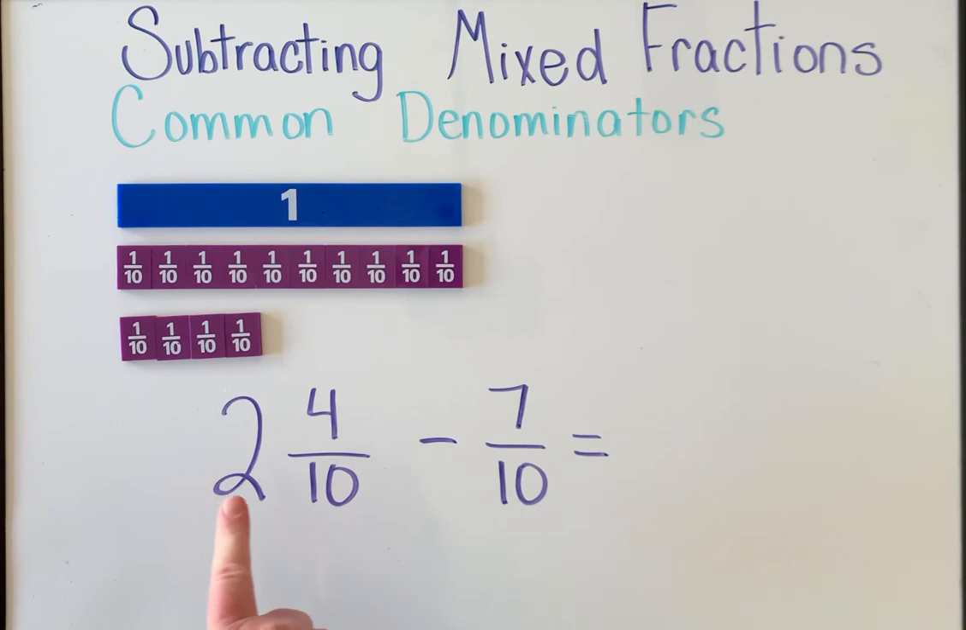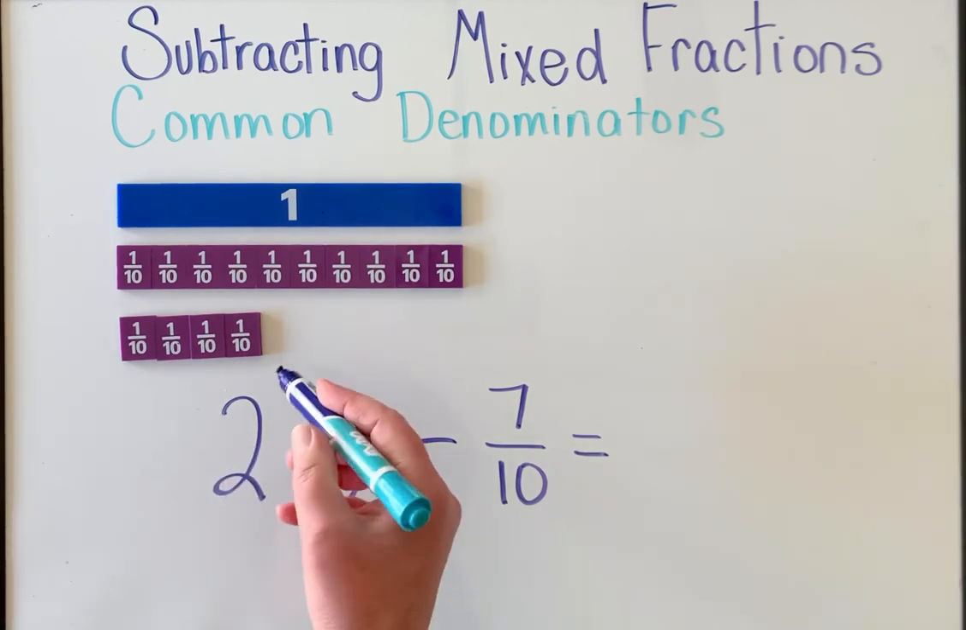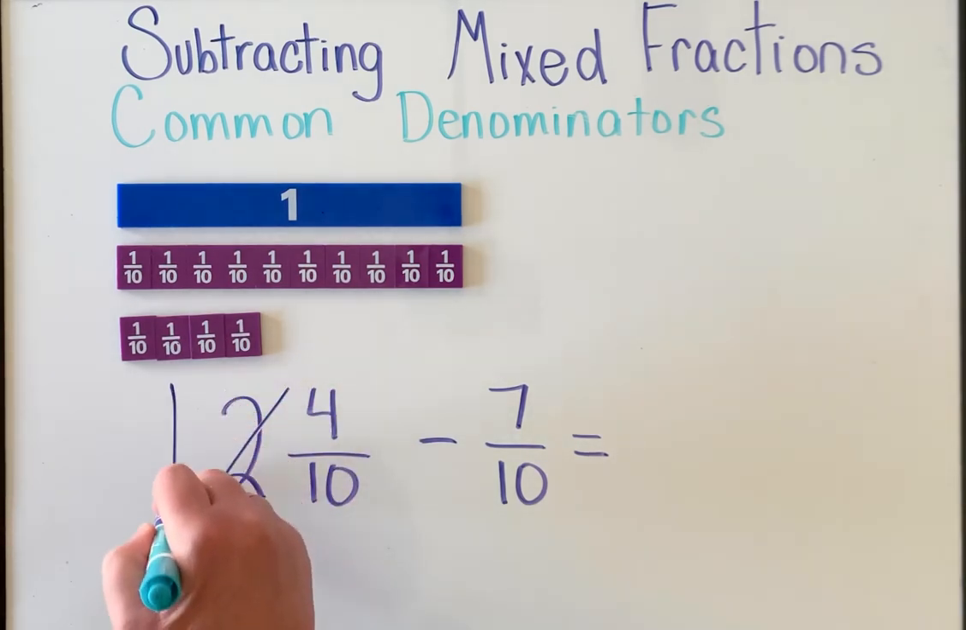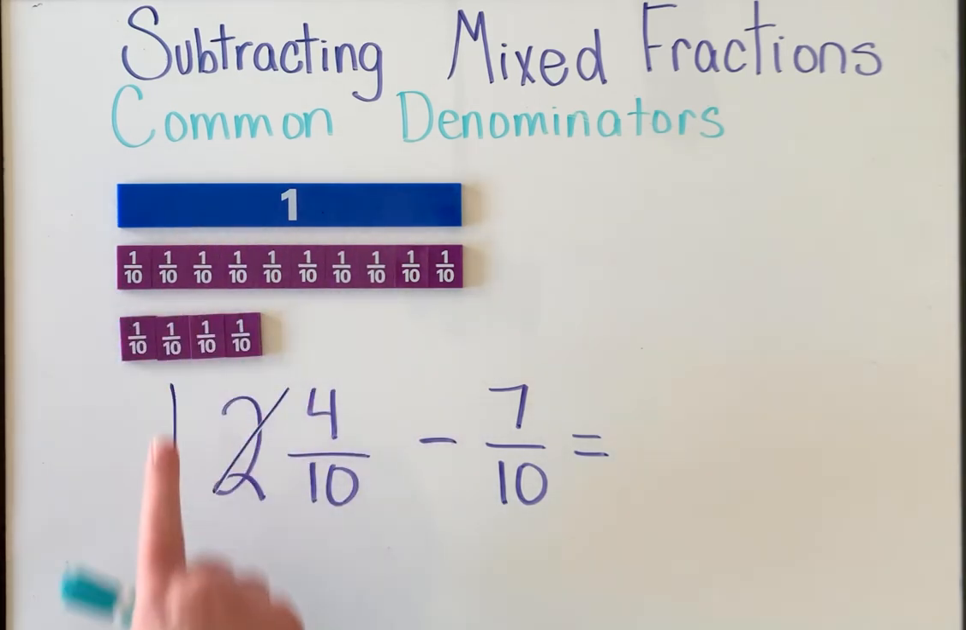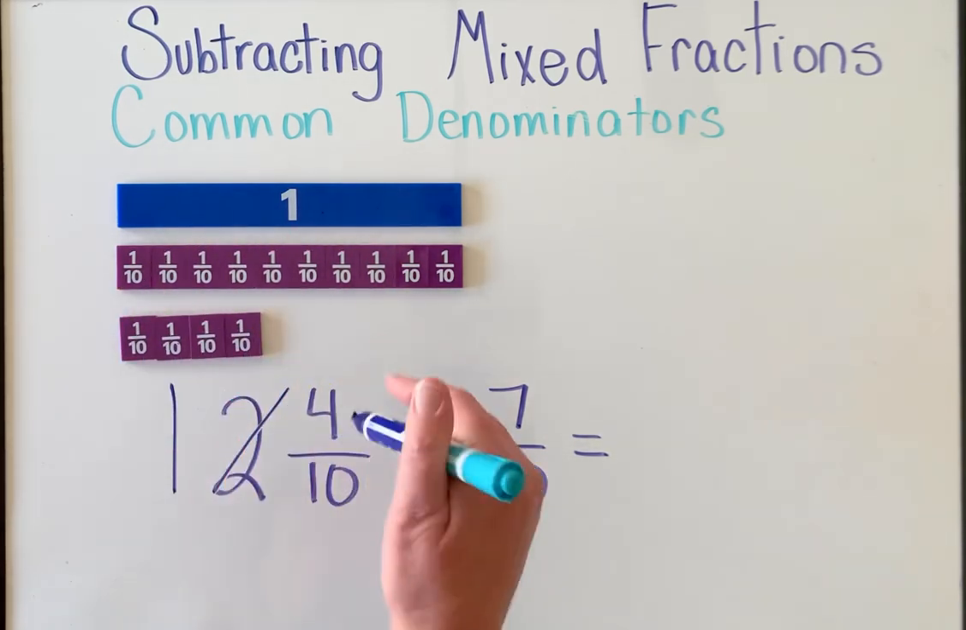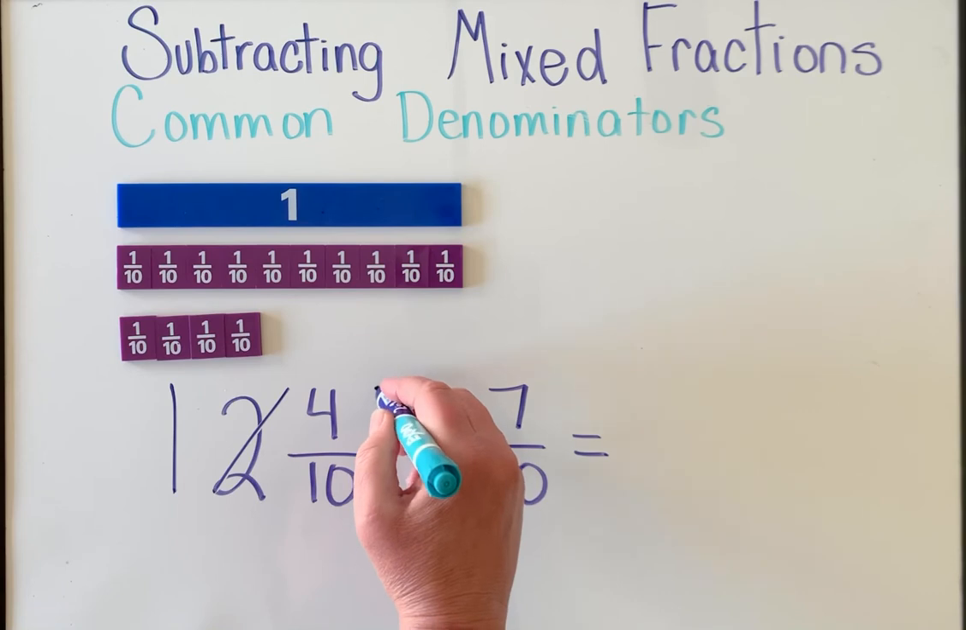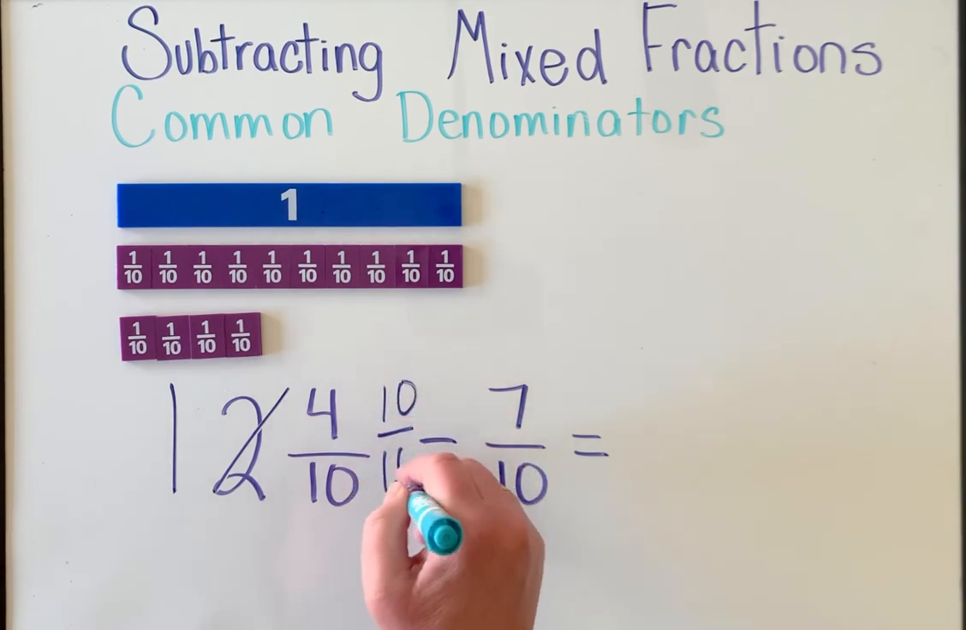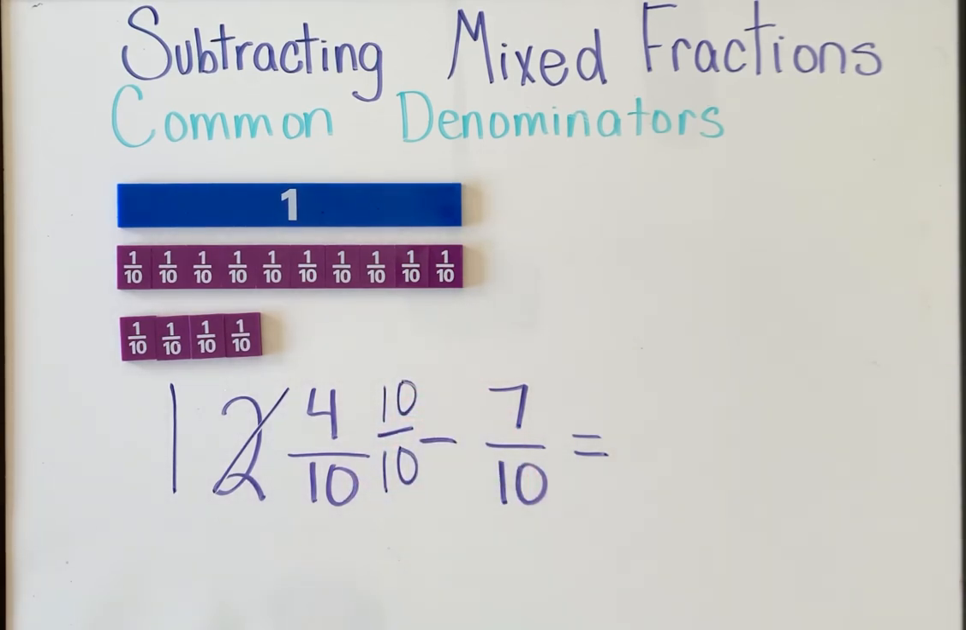So to do this, we took one of our wholes. That left me with 1 whole. And that other whole, we converted it to 10/10. And sometimes you can kind of write it wherever you need to. So now that left me with 1 whole, and now I have 14/10.